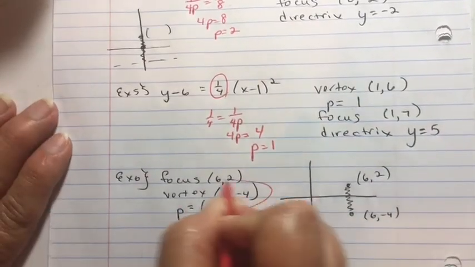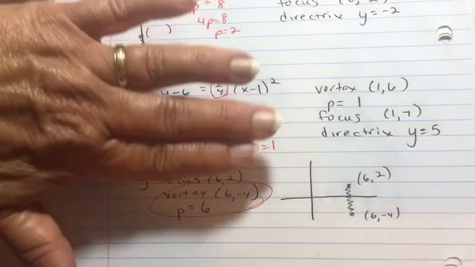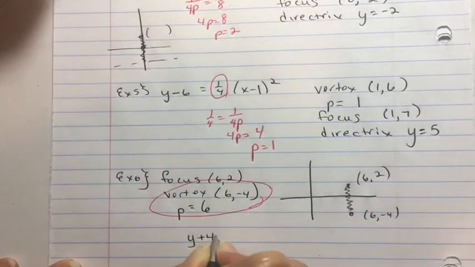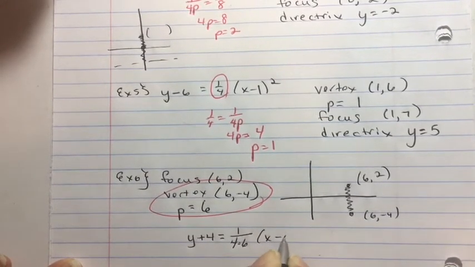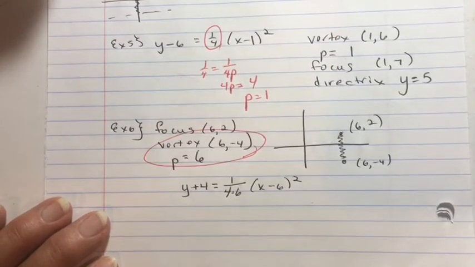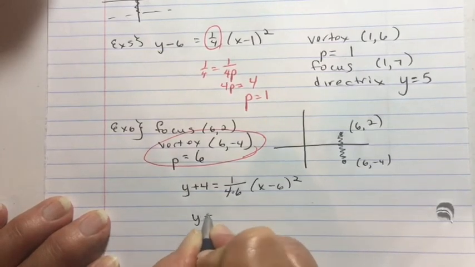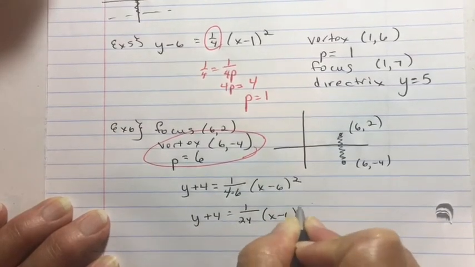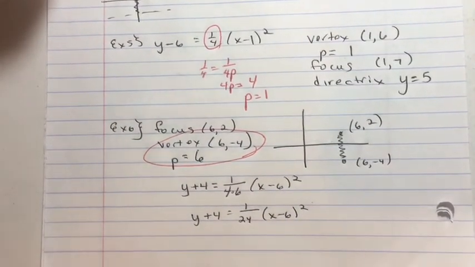Remember, these are the 2 pieces you need. Don't accidentally use the focus. So y minus -4 equals 1/4 times p, and then the (x minus 6) squared. So you would have y plus 4 equals 1/24 (x minus 6) squared. And yes, absolutely, you could subtract the 4 to both sides. Let's try one more like that. Let me give it to you to try on your own.